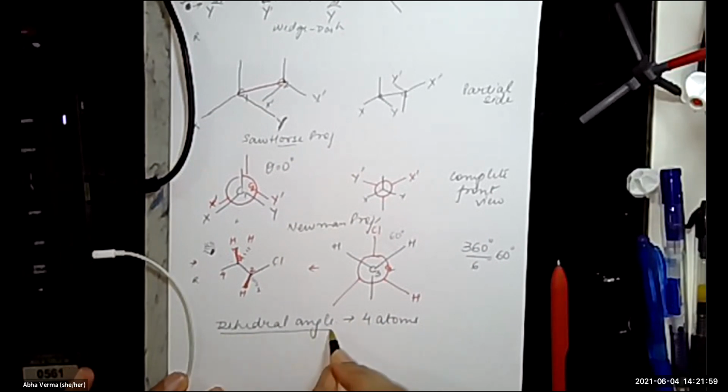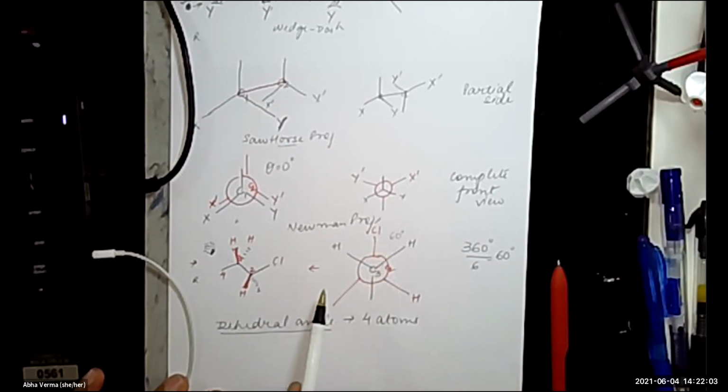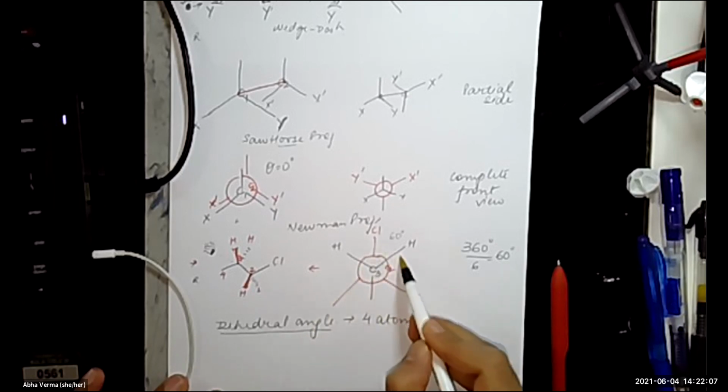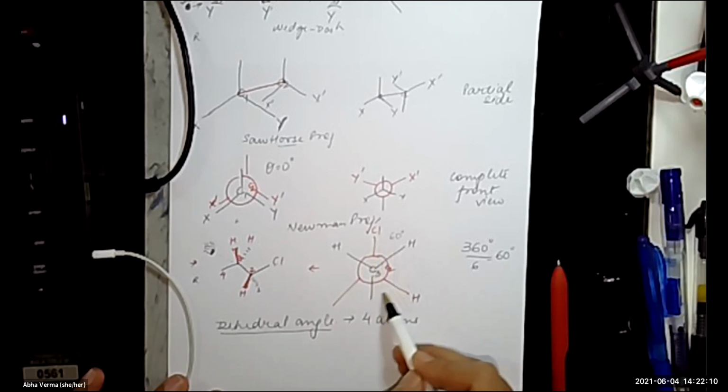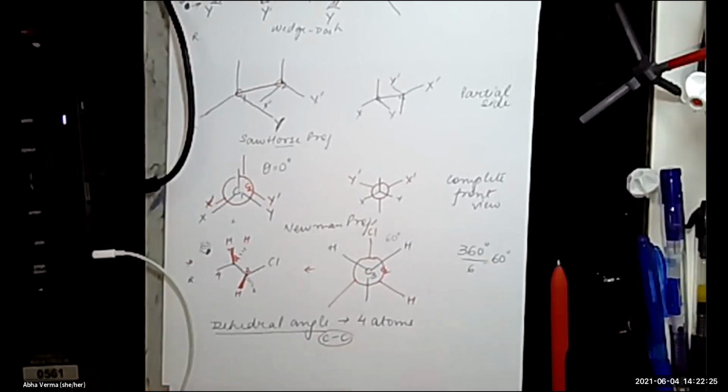So your dihedral angle and your ability to recognize what is the dihedral angle between this chlorine and this methyl. 60 plus 60 plus 60, 180 degrees is the dihedral angle between this chlorine and this methyl group. So remember, between the dihedral angle, two of the atoms are the carbon atoms involved in the molecule. Any questions so far?